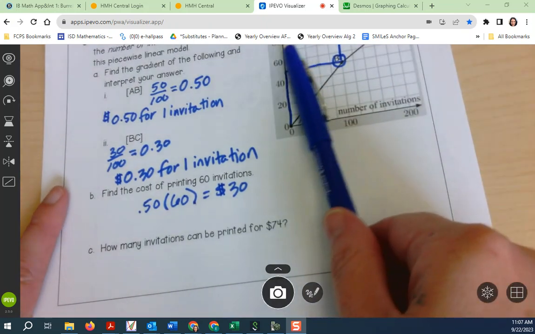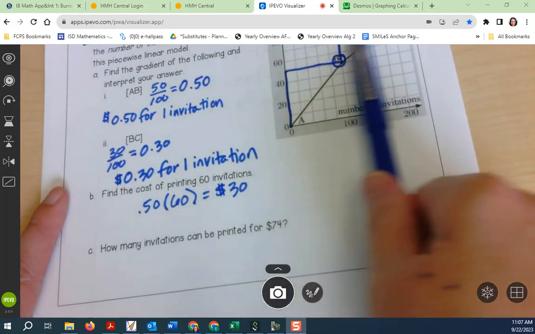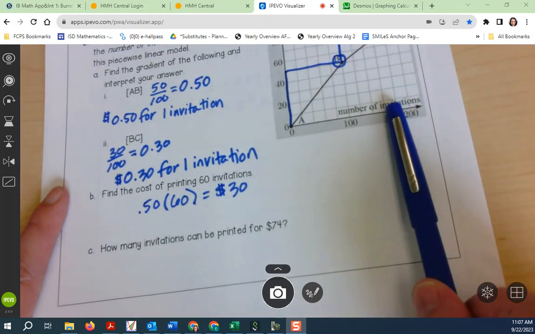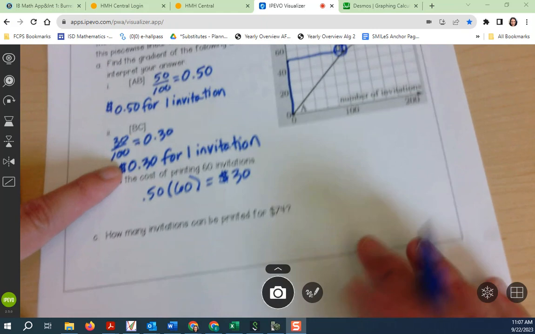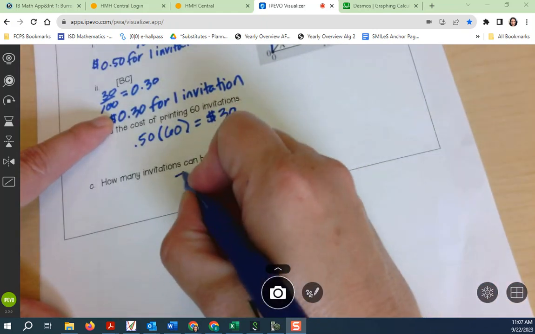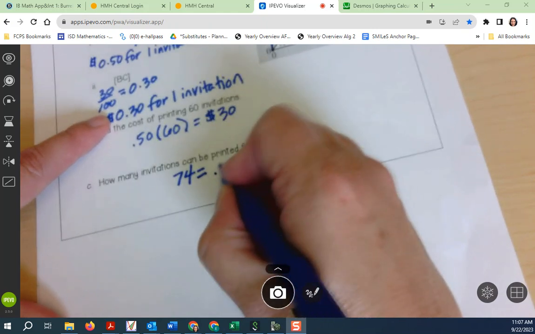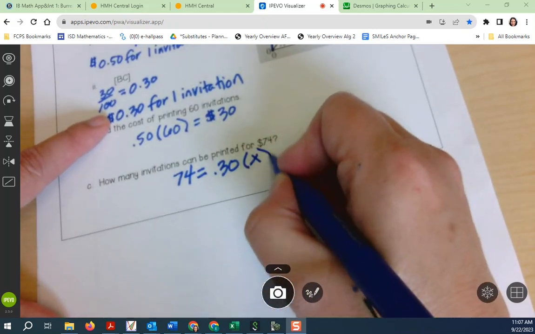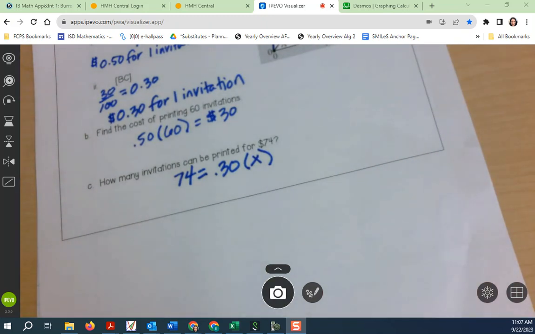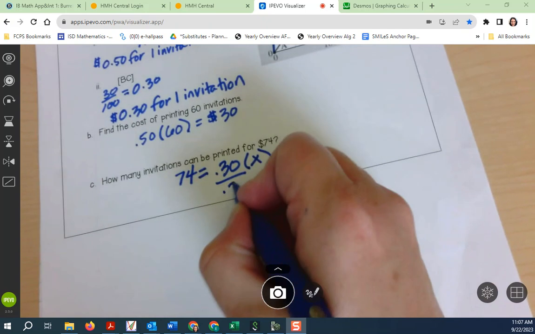$74. Look at your graph. Is that going to be in the higher price or the lower price? In the lower price, right? Because it's up here. $74 is going to give us more than 100 invitations. So we're going to use the lower price. $74 is the price for 30 cents times x invitations. And divide by 30 cents.